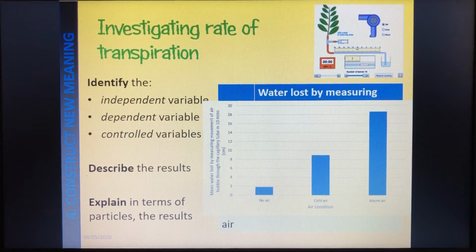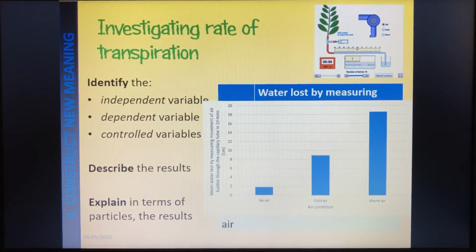The dependent variable is how much water was lost, so we called it the water loss, measured by the movement of an air bubble through the capillary tube in 10 minutes, and that was measured in centimetres. Controlled variables: we kept the same number of leaves and we kept the same fixed 10 minutes of time.